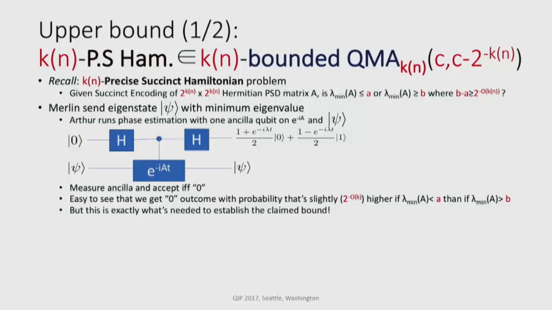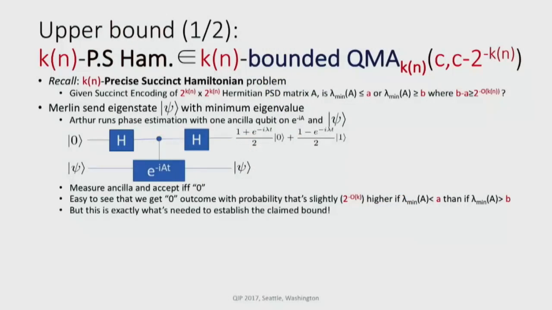In other words, precise QMA by definition is a class of problems in which we accept with slightly higher probability in the yes instance, when the minimum eigenvalue is less than a, than in the no instance when the minimum eigenvalue is greater than b. So despite the fact that this circuit only does slightly better on the yes instances than on the no instances, this is precisely what we need to get this part of our upper bound, which establishes that this K of n precise succinct Hamiltonian problem is in this precise QMA class.